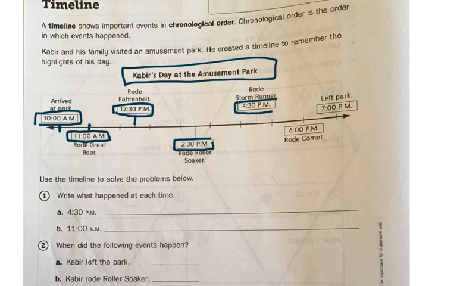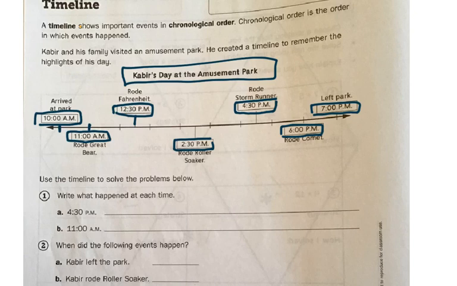At 4:30, he rode Storm Runner. 6 o'clock, he rode Comet. And at 7 p.m., he left the park. So you can see there are gaps of time in between. He wasn't just on one ride. Sometimes it was an hour or two before he was riding another roller coaster. Use the timeline to solve the problems below.